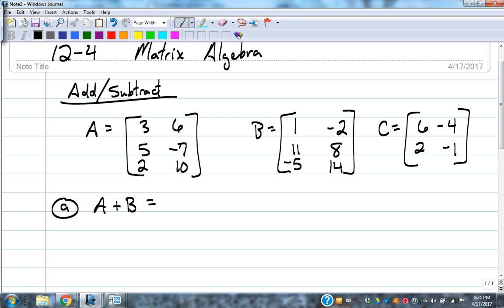You can't do it. Adding and subtracting, if we're going to add matrix A plus matrix B, you add matching elements, meaning the same spot adds the same spot. So when we're adding matrix A plus matrix B, these are the same size. A is a 3 by 2, B is a 3 by 2. That makes it a defined operation, means we can do it. So I would add 3 plus 1, and that would get me a matrix back that's the same size. 3 plus 1 is 4. And then I would add 6 plus negative 2.